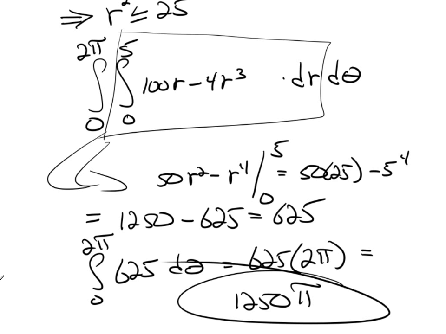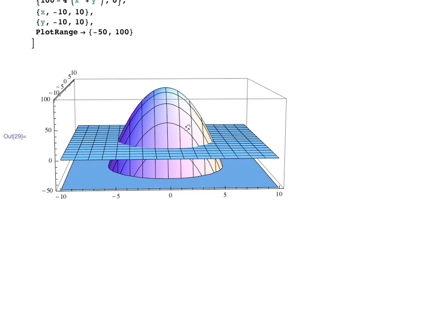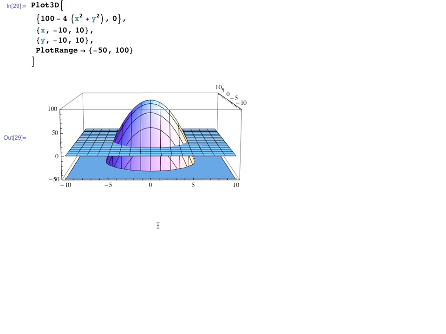So the volume of this thing above sea level, so to speak, if I'm thinking of this as an island, is 1,250 pi. And that's going to be cubic, whatever. We're not dealing with units here.